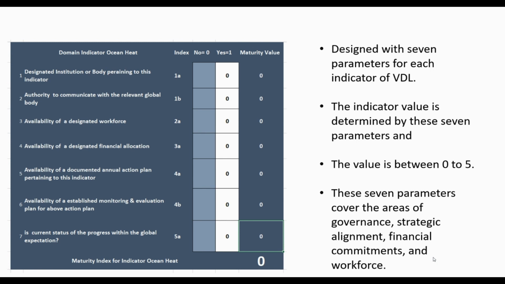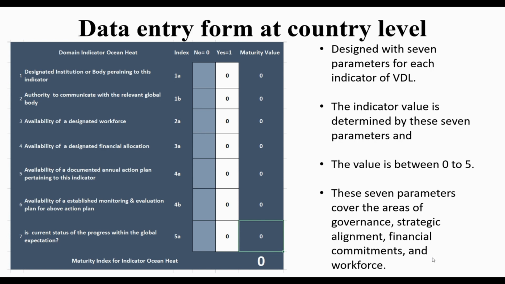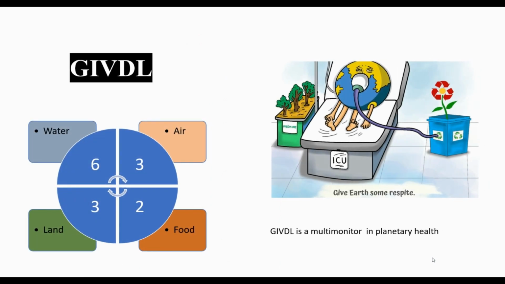The final score for each determinant of life is calculated from all the indicators belonging to the relevant VDL. It is basically the average value of all the indicator values. Finally, our proposed GIVDL, Global Index of Vital Determinants of Life, is a tool to measure the status of planetary health at a glance. It is an analogy to multi-monitors used in ICU.